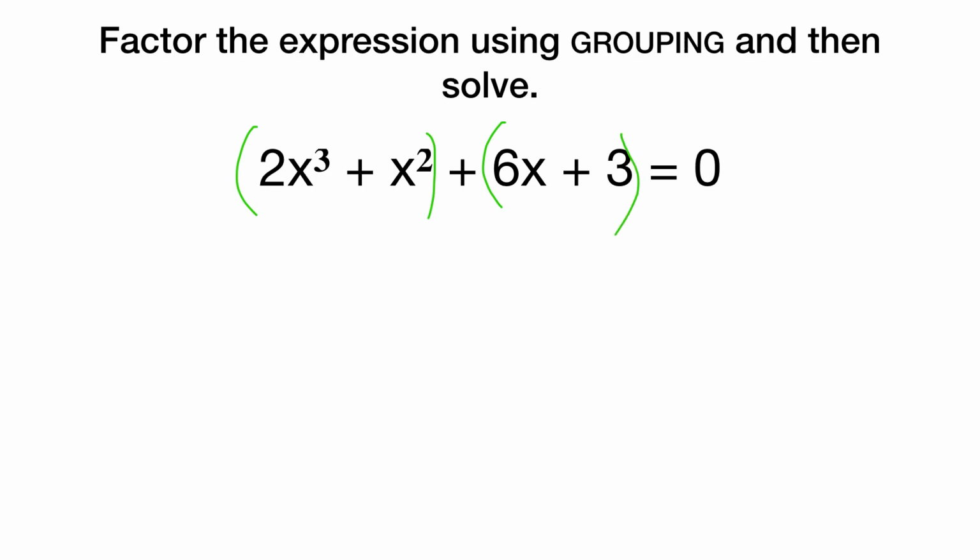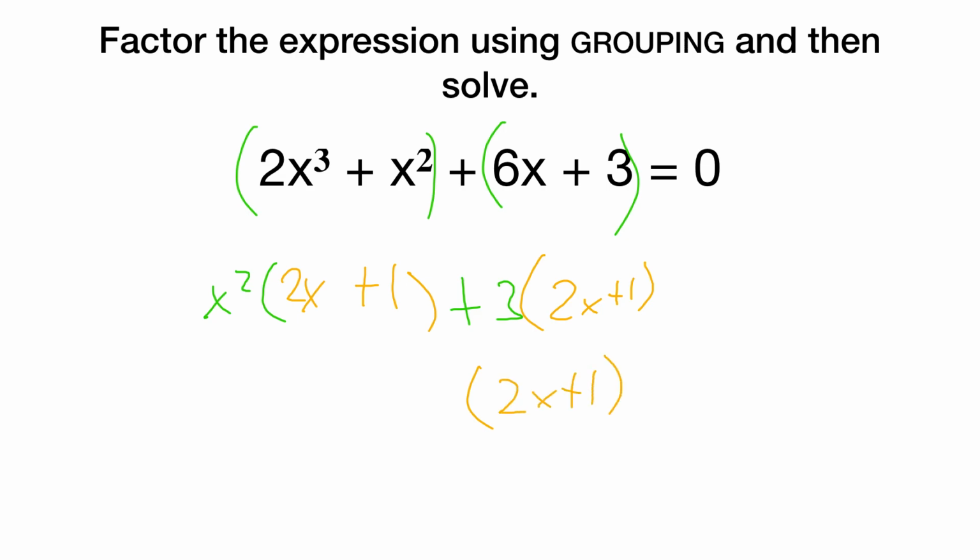Yay! Hurrah! So 2x cubed and x squared, that would be a 2x squared times, in this case, sorry, not 2x squared, it's just x squared. Come on, Mr. Peacock. So that becomes 2x plus 1, and then plus, greatest common factor between 6x and 3 is 3 times 2x plus 1. Hey, look, the 2x plus 1 is the same. That means that we have properly factored. If it's not, it means that either you can't use grouping on this or you made a mistake.